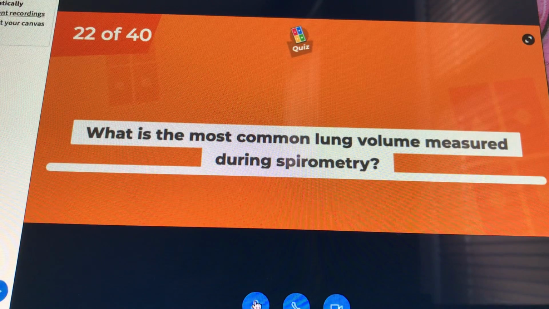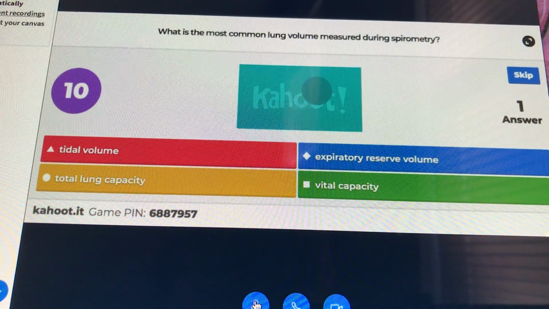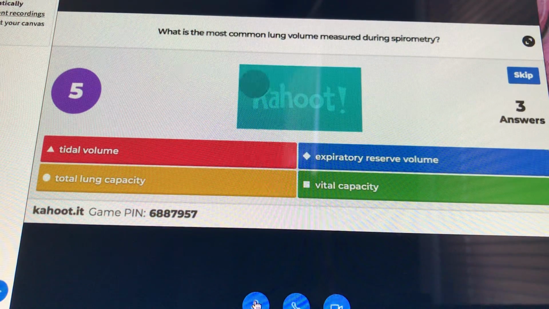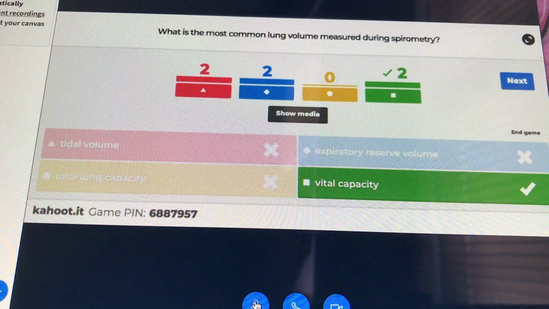Which is the most common lung volume measured during spirometry? That would be your vital capacity. So remember, good, nobody picked total lung capacity. Good job. So what is your expiratory reserve volume going to tell you? If you measure that by itself, what would that tell you?